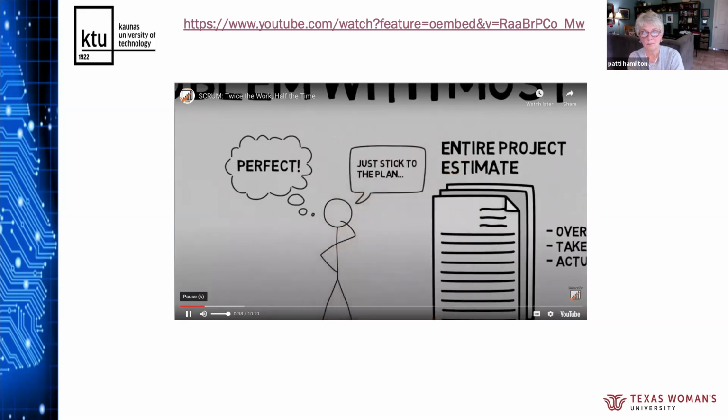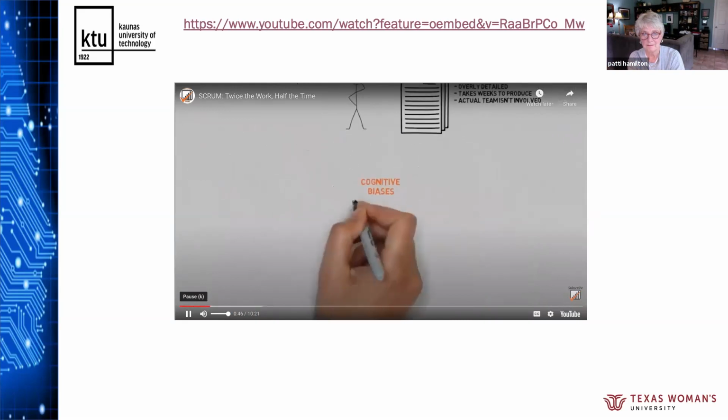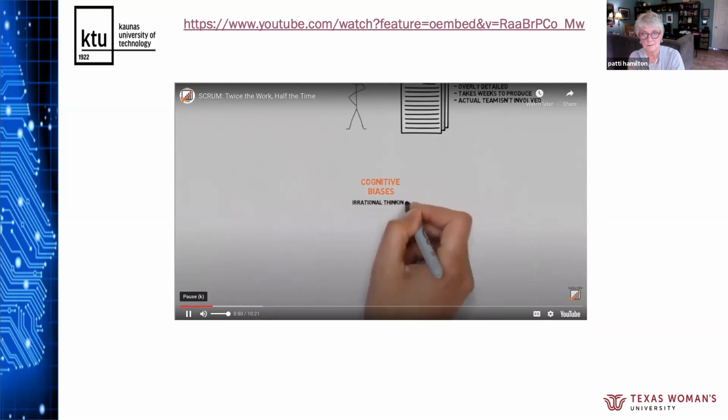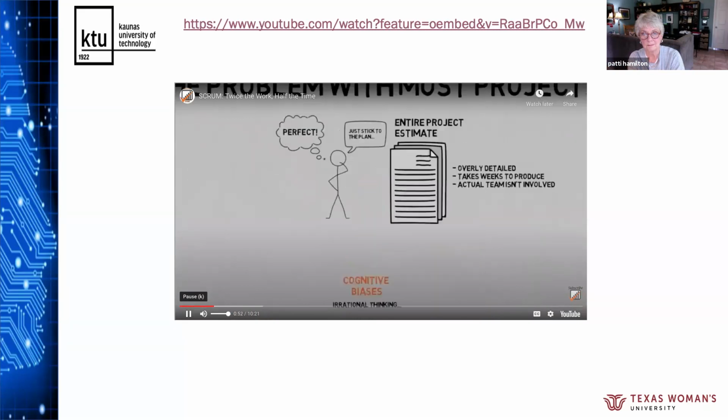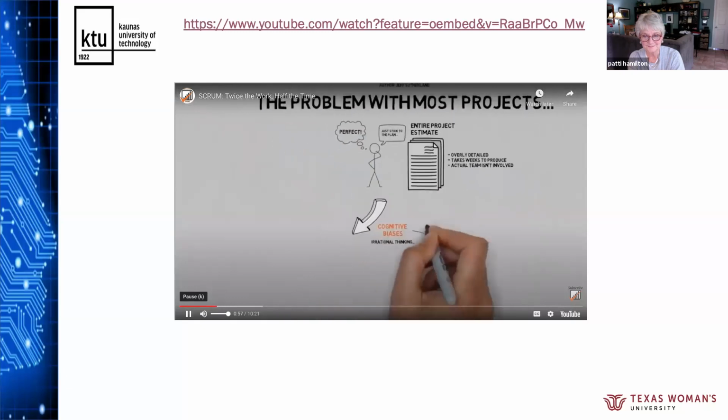There is a fundamental problem with this method of estimating a project, and it stems from what psychologists call cognitive biases. A cognitive bias is a tendency to think irrationally, to use bad judgment. Cognitive biases are fundamental flaws of human rationale, and they've been present with us for thousands of years, and we oftentimes are not even aware of them.